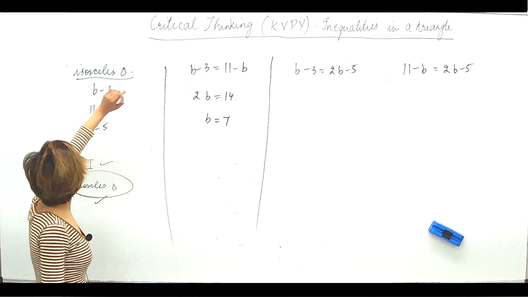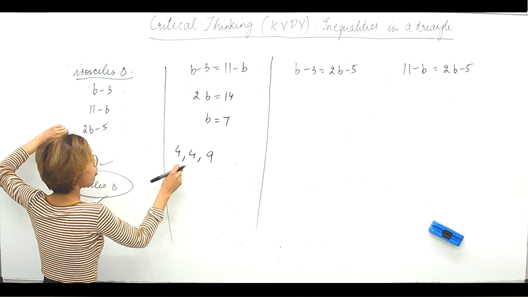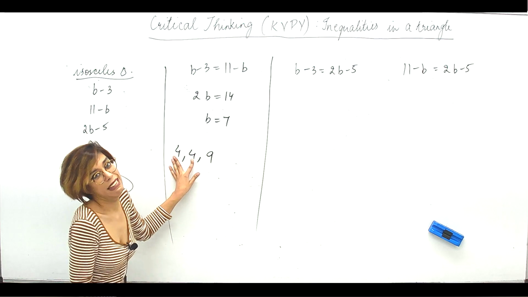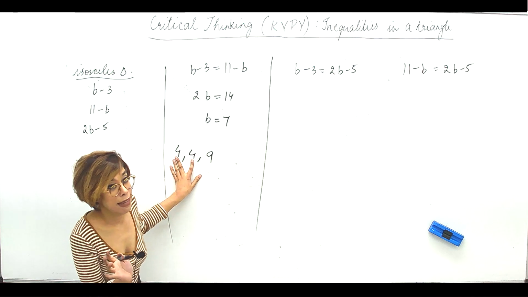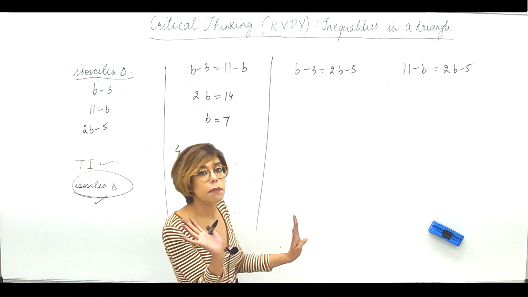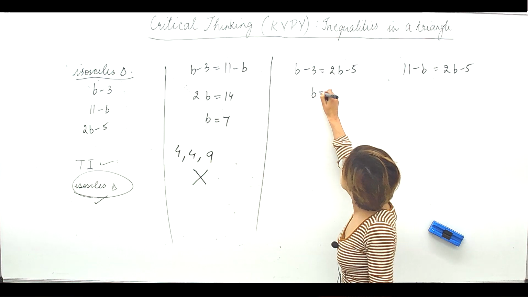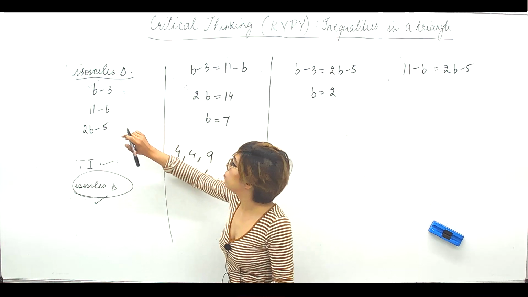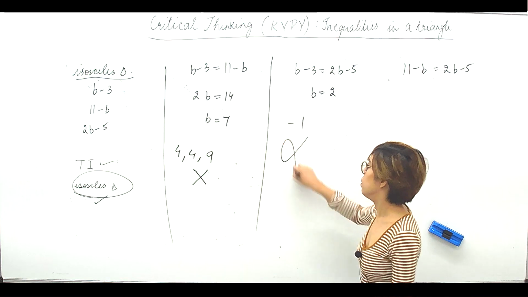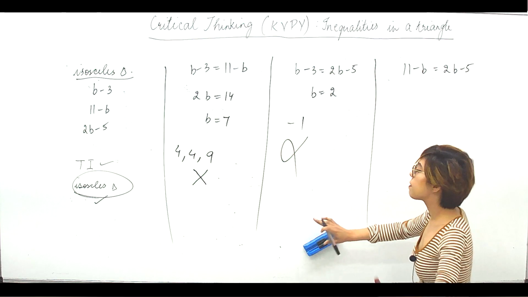Let me check the sides. So 4, then 9, and 4. Clearly, the sum is 8, and 8 is not greater than 9. That means in this case, a triangle will not be formed. Rejected. Now from the second, I can get b is equal to 2. b is equal to 2, so b minus 3 is minus 1. Side length is negative. Not possible. Rejected.